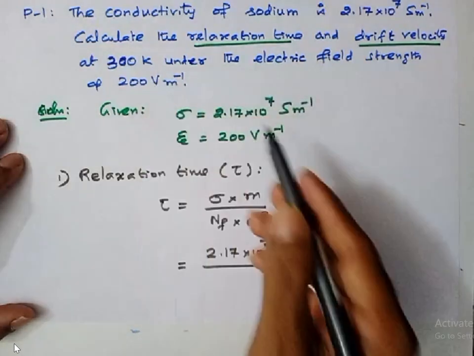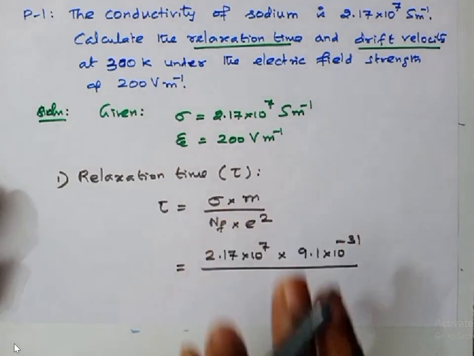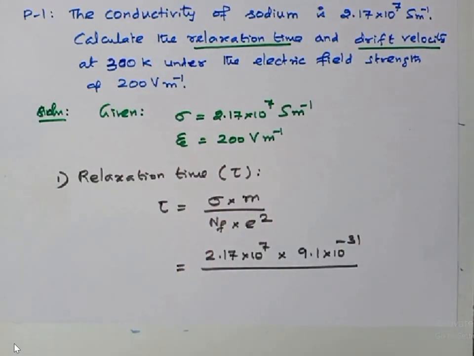This data is not given here, but usually they will provide. Otherwise, they will provide the conductivity. They will provide the density value. So if density value is given, you can very easily calculate the value of NF. So what is NF here? NF is nothing but number of free electron per unit volume.